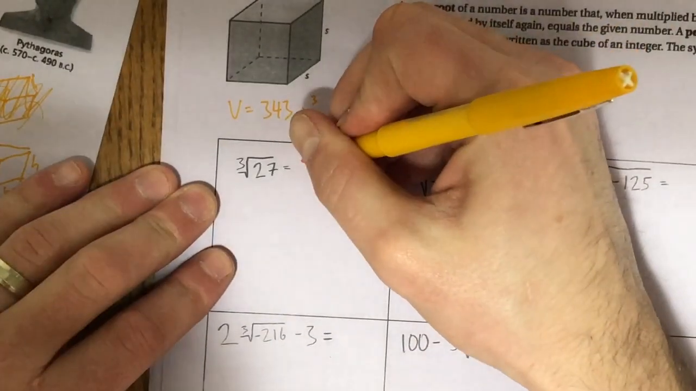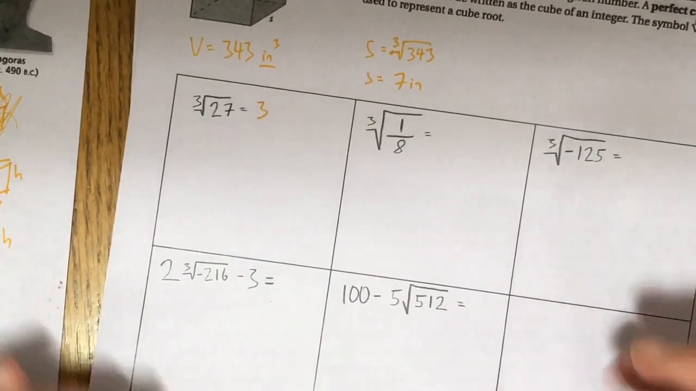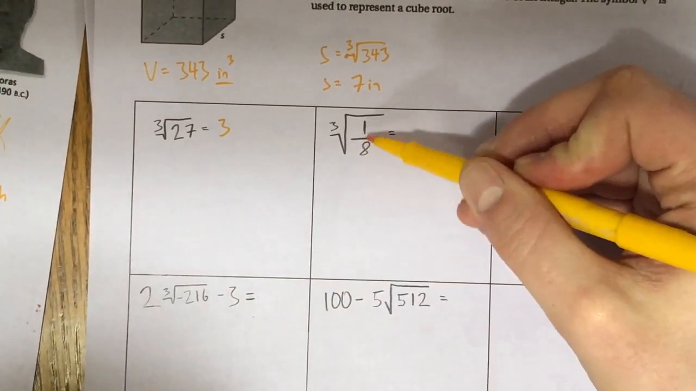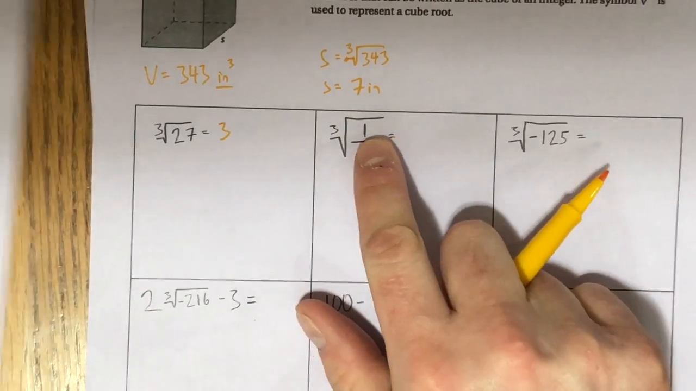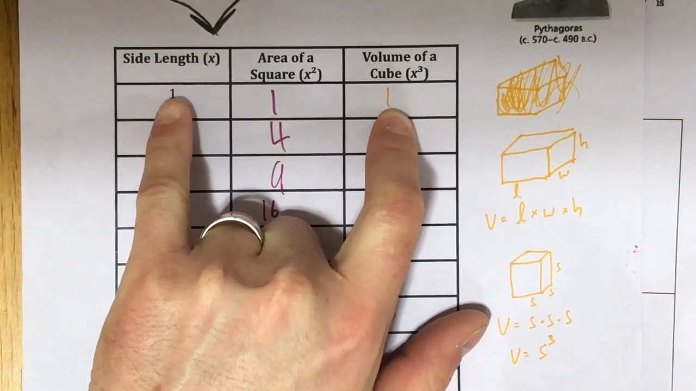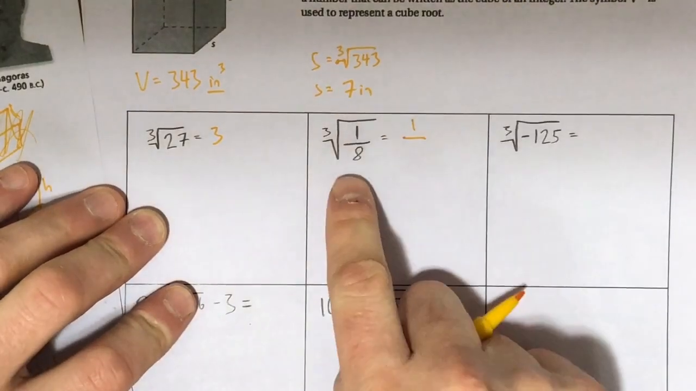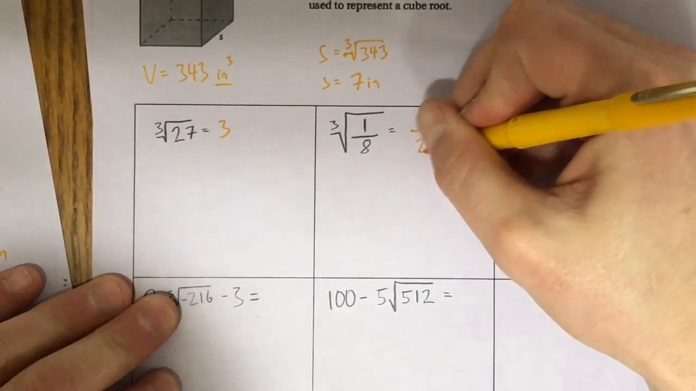Okay, now it's a fraction. Well, I can either reduce this fraction or I can check to see if the numerator and the denominator are perfect cubes themselves. So let's check 1. Is 1 on my list? You're dang right it is. That is a side length of 1. Is 8 a perfect cube? You're dang right it is. The cube root is 2. This is 1/2. Very interesting.